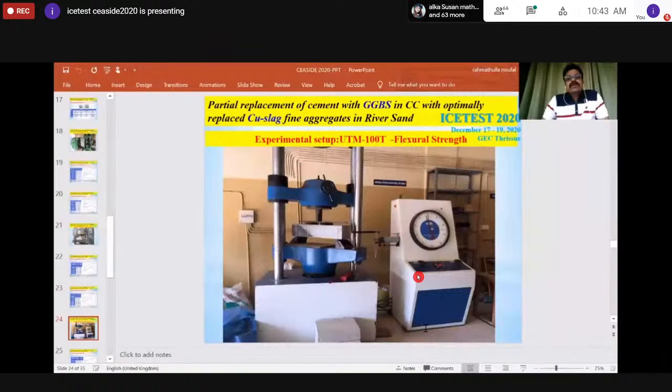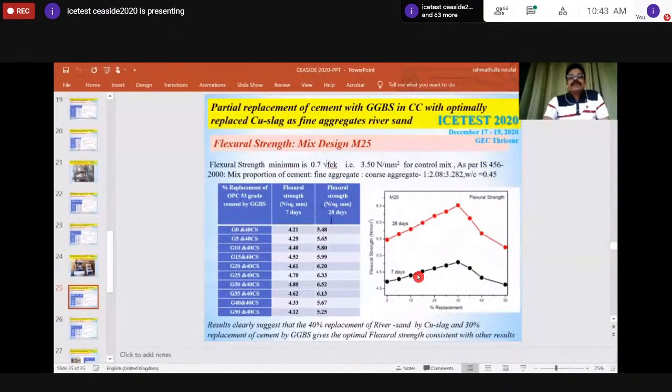Another test is to calculate the flexural strength of the concrete. For that, a beam of 150 mm square cross-section and a length of 750 mm is cast like this, cured for 7 days and 28 days, and then tested using the universal testing machine. I took the same percentage replacement for 7 days and 28 days, and you can see the replacement versus flexural strength drawn like this. For a 30% replacement in this case, we also get the optimum maximum value.